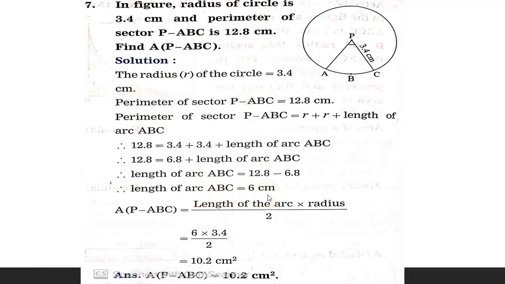After I find this, I can find the area of sector by using the formula. Area of sector is equal to length of arc into radius upon 2. So that is 6 into 3.4 upon 2. My answer is 10.2 centimeters square.